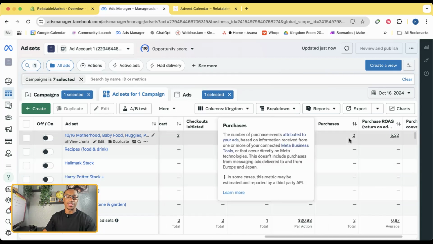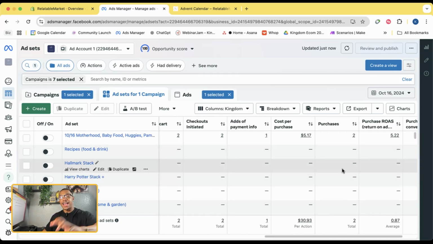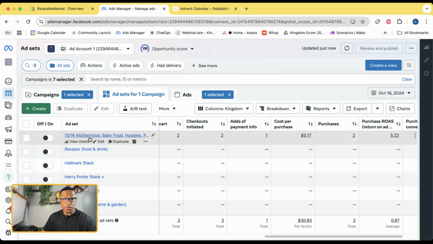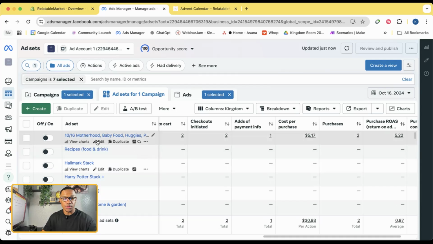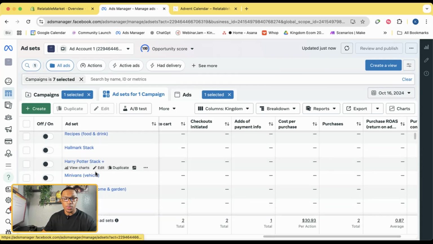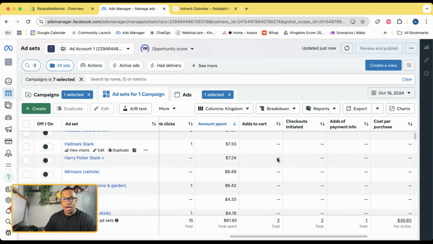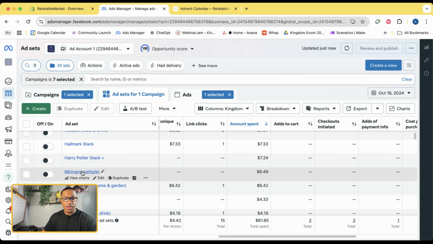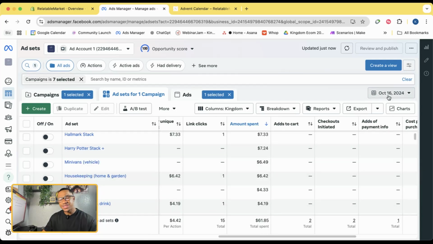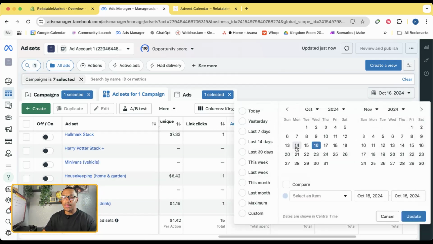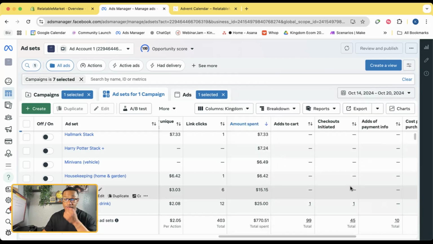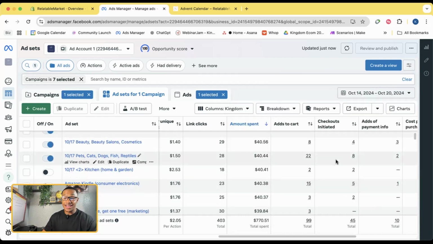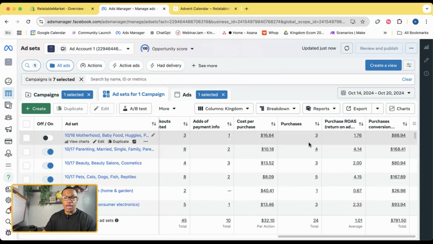But in this case, the ad account wasn't collecting all the data, so we had to do some other ways of getting it. But we see that this was working: motherhood, baby food, because we were doing our horizontal scale. We were targeting more like Harry Potter. We were targeting minivans, housekeeping, and we kept testing. And in that time frame, let's say from the 14th to the 20th, us doing this testing, we started finding interest that was working well.